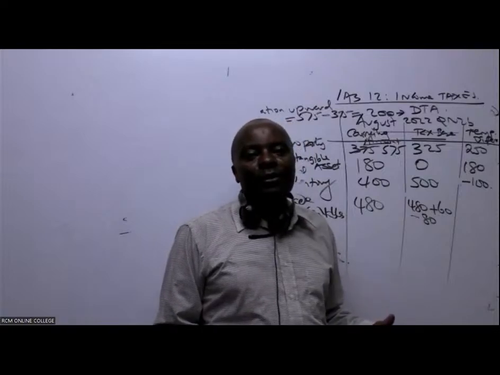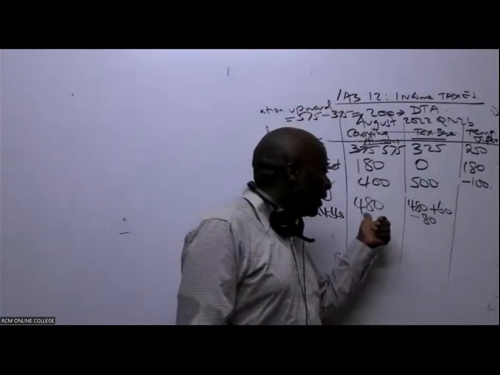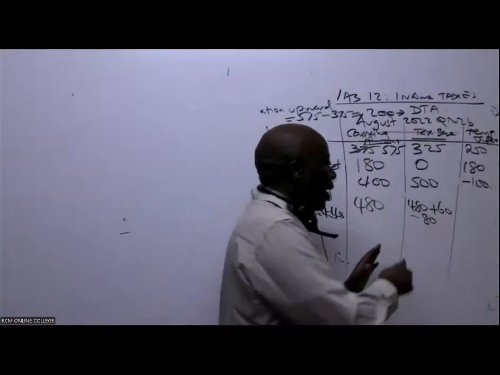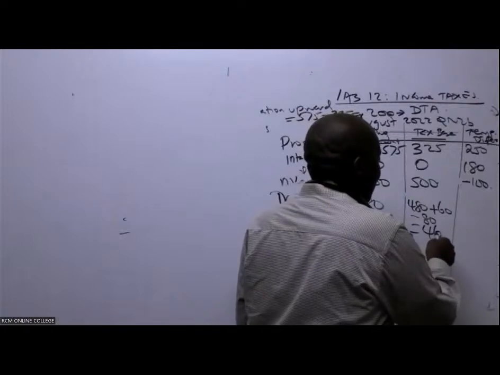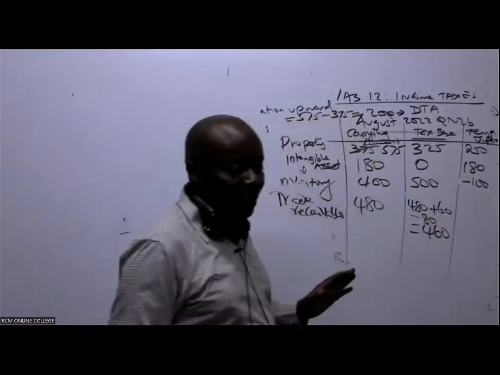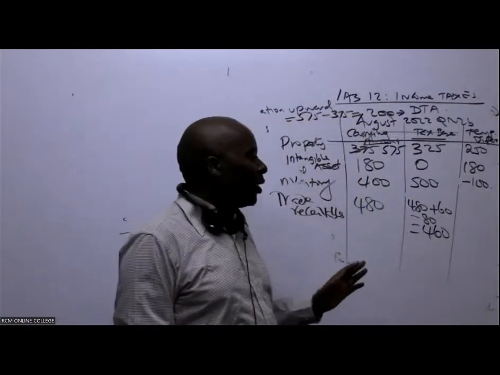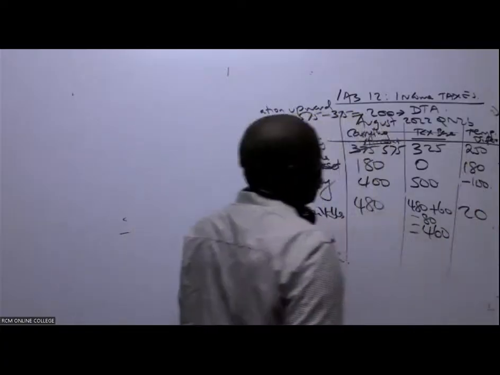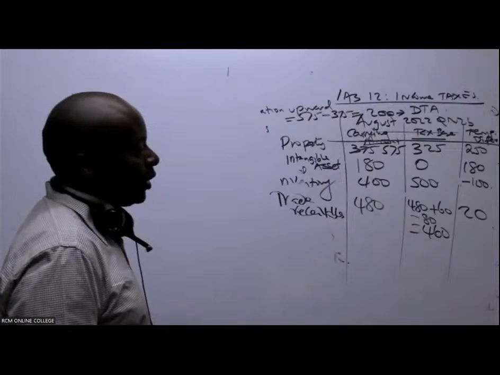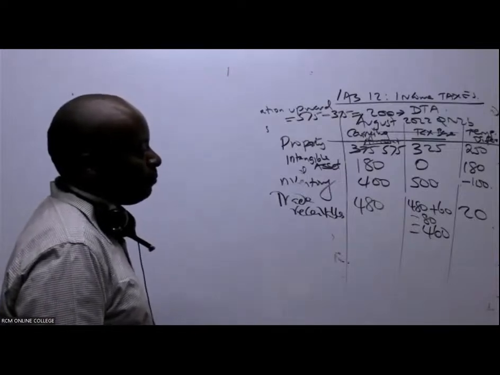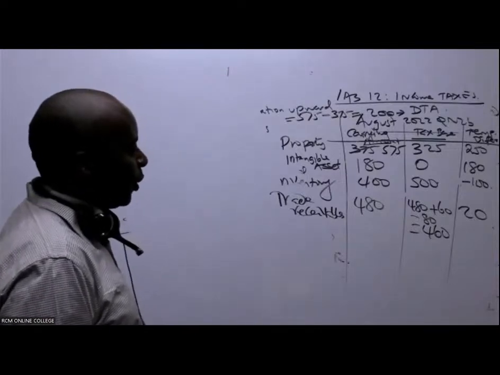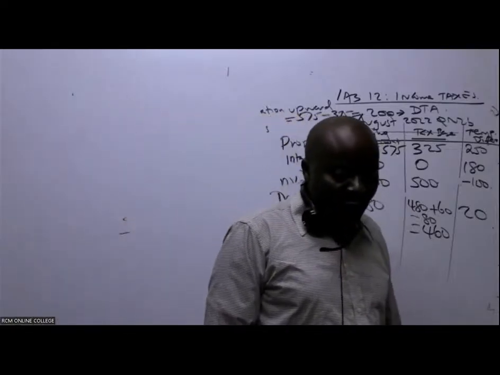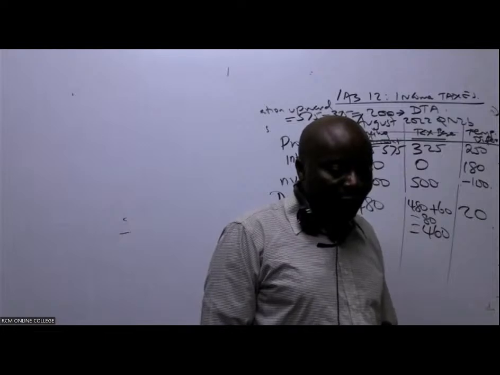But gains here, they're added. So gains we subtract. Somebody is giving me 460. So 480 minus 460 gives us a temporary difference of 20. That is trade receivables.